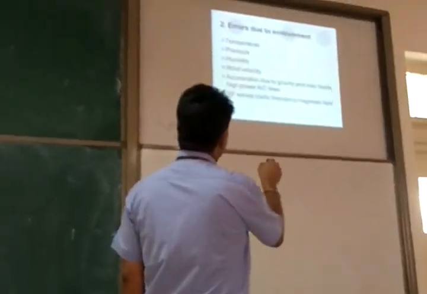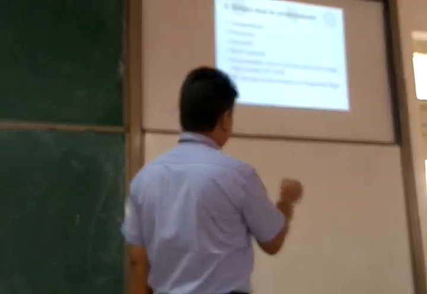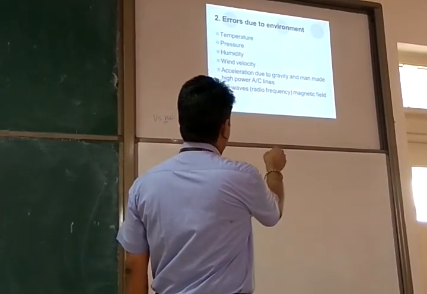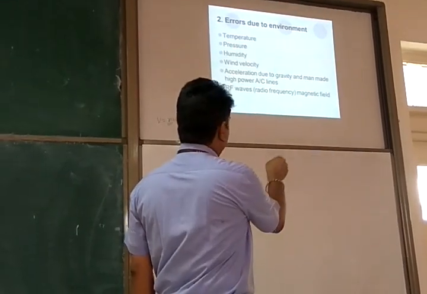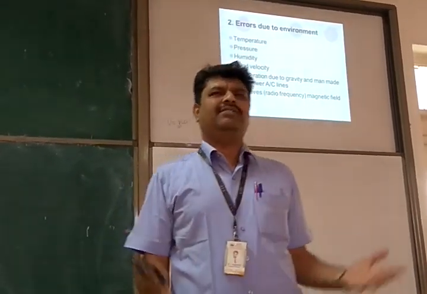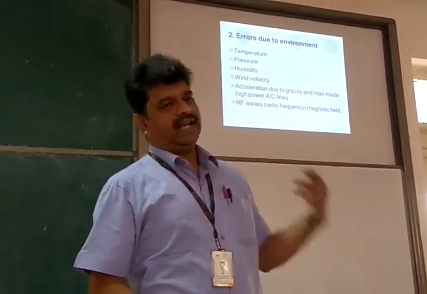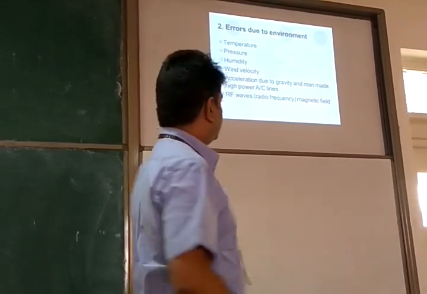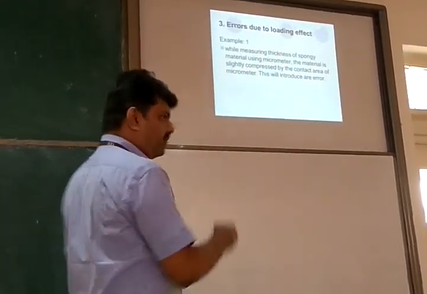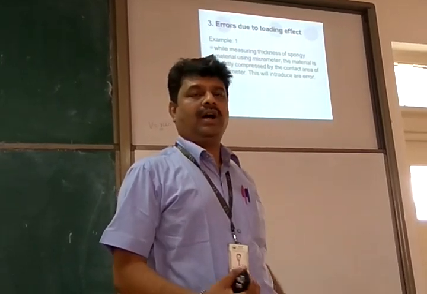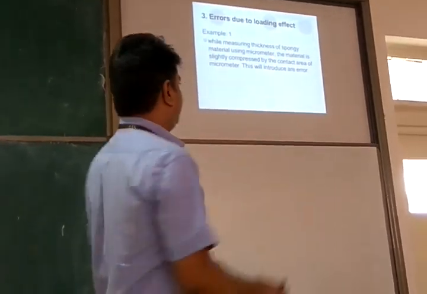So temperature, pressure, humidity, wind velocity, the wind going across the room, the AC power lines, acceleration due to gravity, RF waves, electromagnetic waves, all that forms the environment. The error can come from any one of these. We'll talk about how to solve some of the commonly occurring sources of error in a couple of minutes.